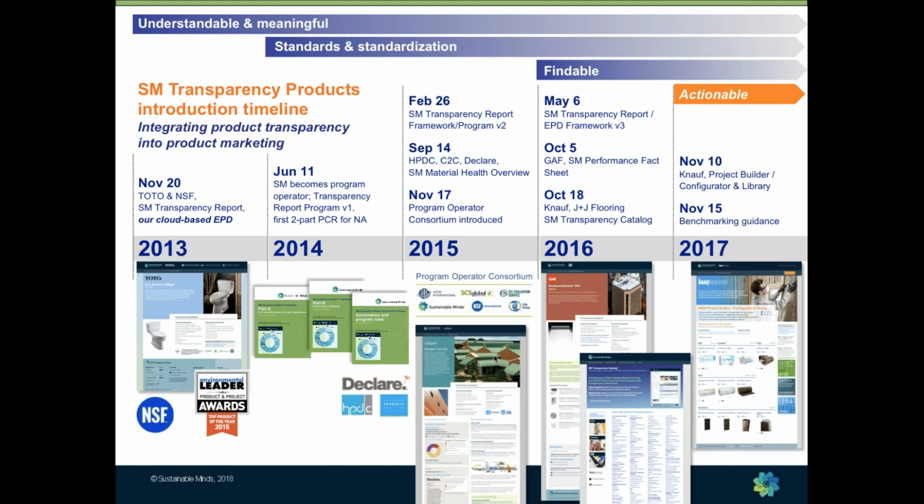And then in 2016, we introduced the Transparency Catalog to begin to help the industry see how many manufacturers actually have invested in product transparency of any type, make it simple to find.